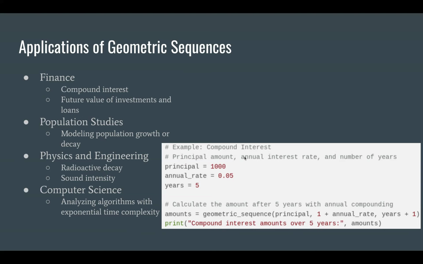And here is a geometric sequence example that models compound interest. Say the principal amount is 1,000 and it grows by 5% annually over 5 years. Then we can define principal to be A, annual rate to be R, and years to be N, and provide those as input for the geometric sequence function.